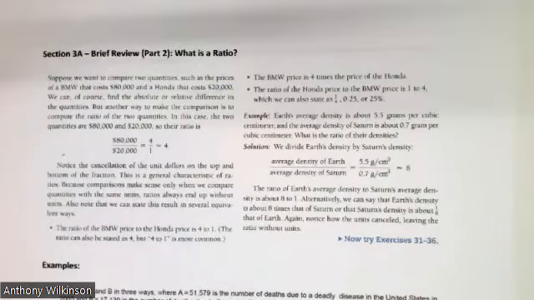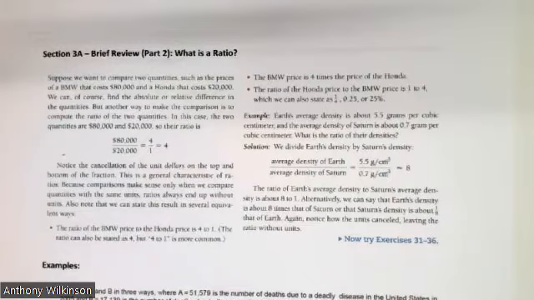Also note that we can state this result in several equivalent ways. One of them would be this: the ratio of the BMW to the Honda price is 4:1. The ratio can also be stated as 4, but 4:1 is more common. Another way would be saying that the BMW price is 4 times the price of the Honda. Also, another way would be the ratio of the Honda price to the BMW price is 1:4, which we can also state as 1/4 or 0.25 or 25%.